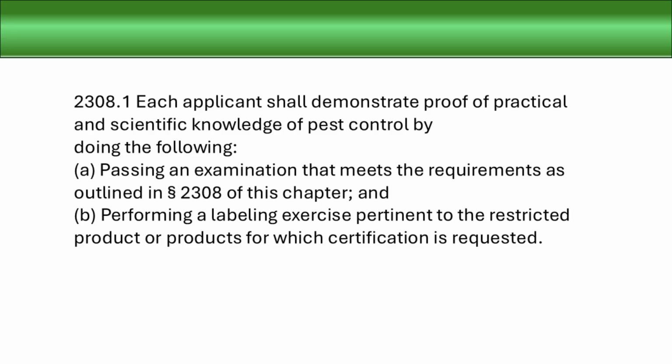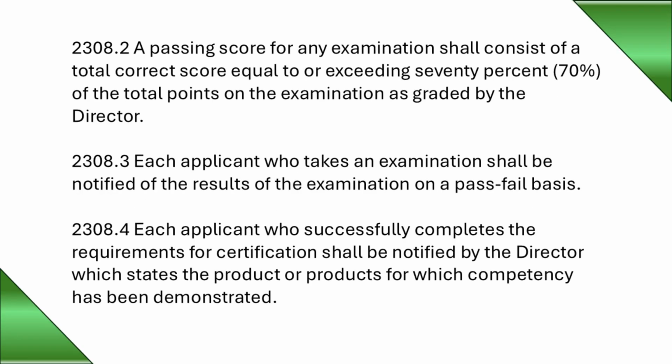A. Passing an examination that meets the requirements as outlined in 2308 of this chapter, and B. Performing a labeling exercise pertinent to the restricted product or products for which certification is requested. 2308.2. A passing score for any examination shall consist of a total correct score equal to or exceeding 70% of the total points on the examination as graded by the director.